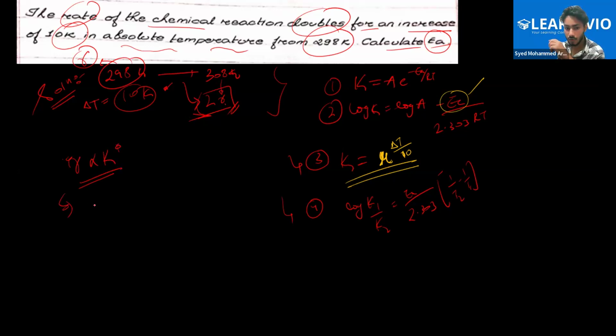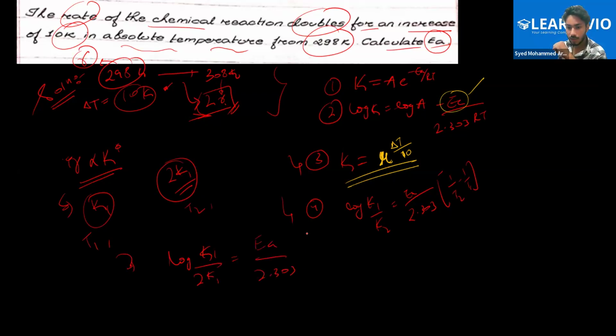So it's very simple: my value of K would be K1 at the initial point and 2K1 at the final point, after increasing the temperature. This one would be T1, this one would be T2. So now just put the values. K1 upon 2K1 equals Ea upon 2.303 R times (1 upon T2, that means 308, minus 1 upon 298). Now K1, K2 cancel out with each other. Log 1 minus log 2, and this one would be 0 and this one would be minus 0.301. Ea, I have to find, upon 2.303 R.